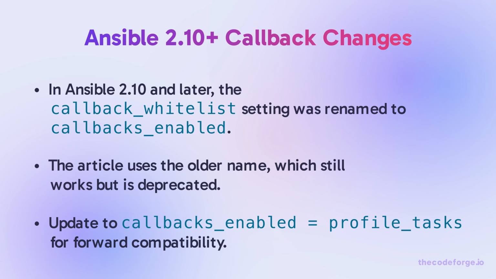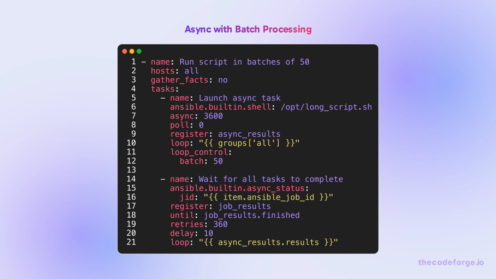In Ansible 2.11 and later, the callback_whitelist setting was renamed to callbacks_enabled. The article uses the older name, which still works but is deprecated. Update to callbacks_enabled = profile_tasks for forward compatibility. The article mentions batch processing with loop_control batch, but does not show a complete example. Here is a working snippet that runs a long script in batches of 50 hosts using async and async_status.